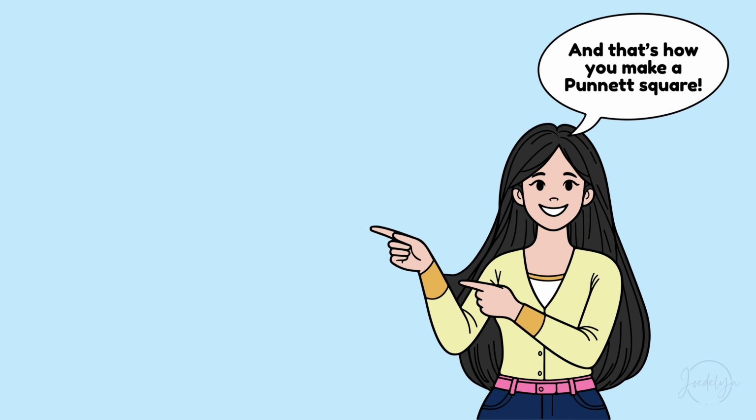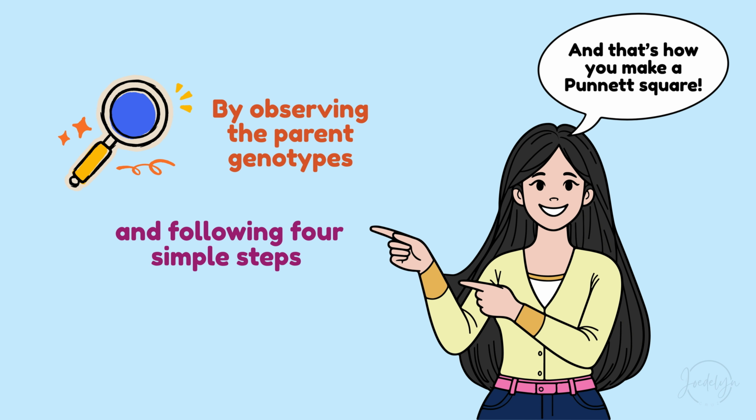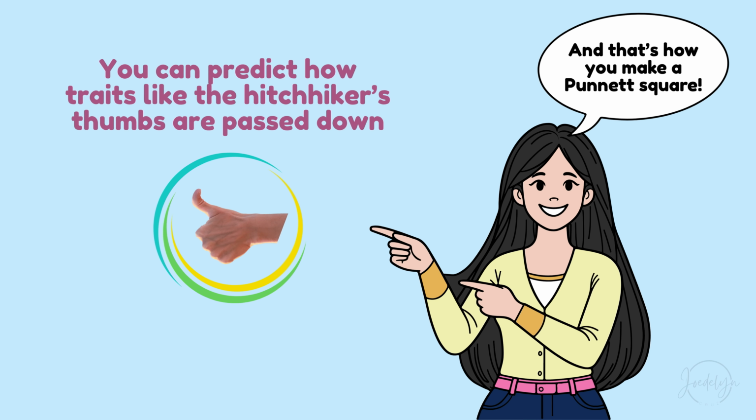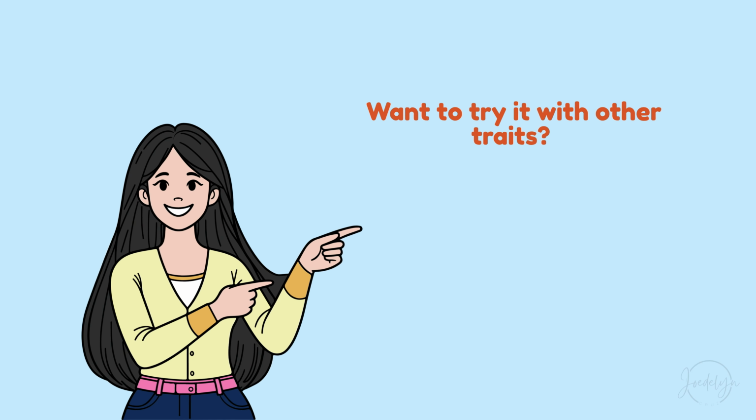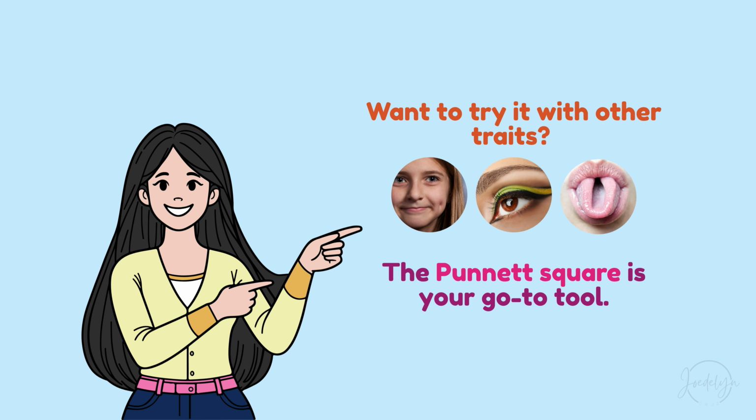And that's how you make a Punnett square. By observing the parent genotypes and following just 4 simple steps, you can predict how traits like the hitchhiker's thumb are passed down from one generation to the next. Want to try it with other traits like dimples, eye color, or tongue curling? The Punnett square is your go-to tool.